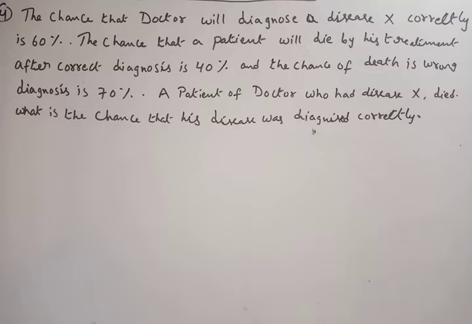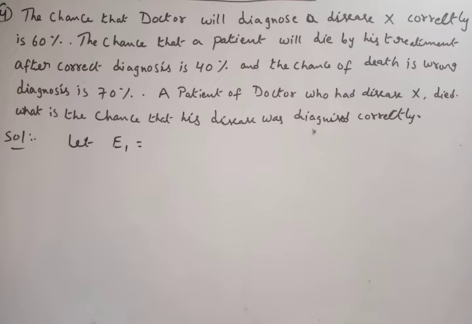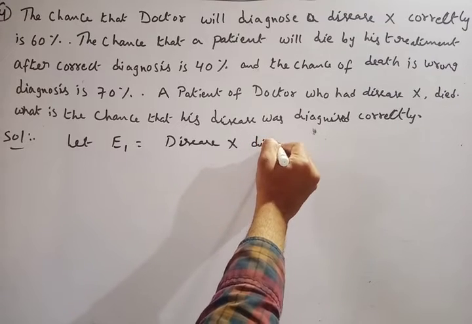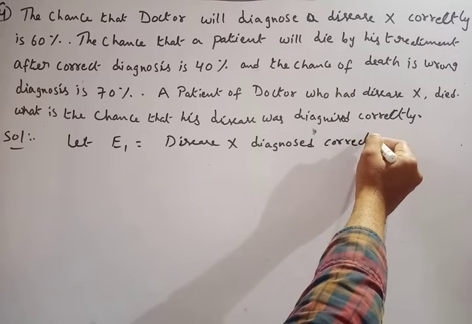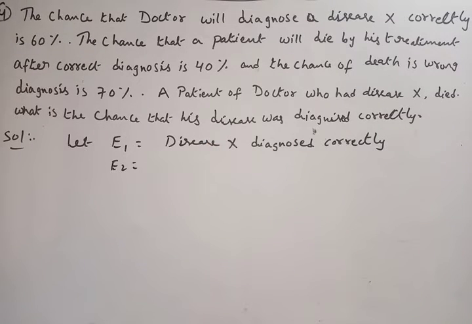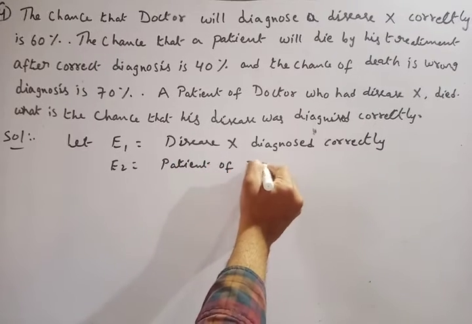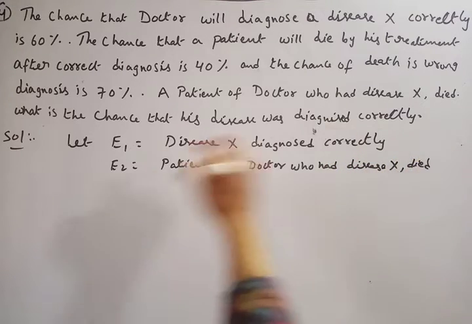First of all, to solve this problem, what do we have to do? Let E1 be the event: disease X diagnosed correctly by Dr. A. Next, let E2 be the event: the patient of the doctor who had disease X died. This is event E2.